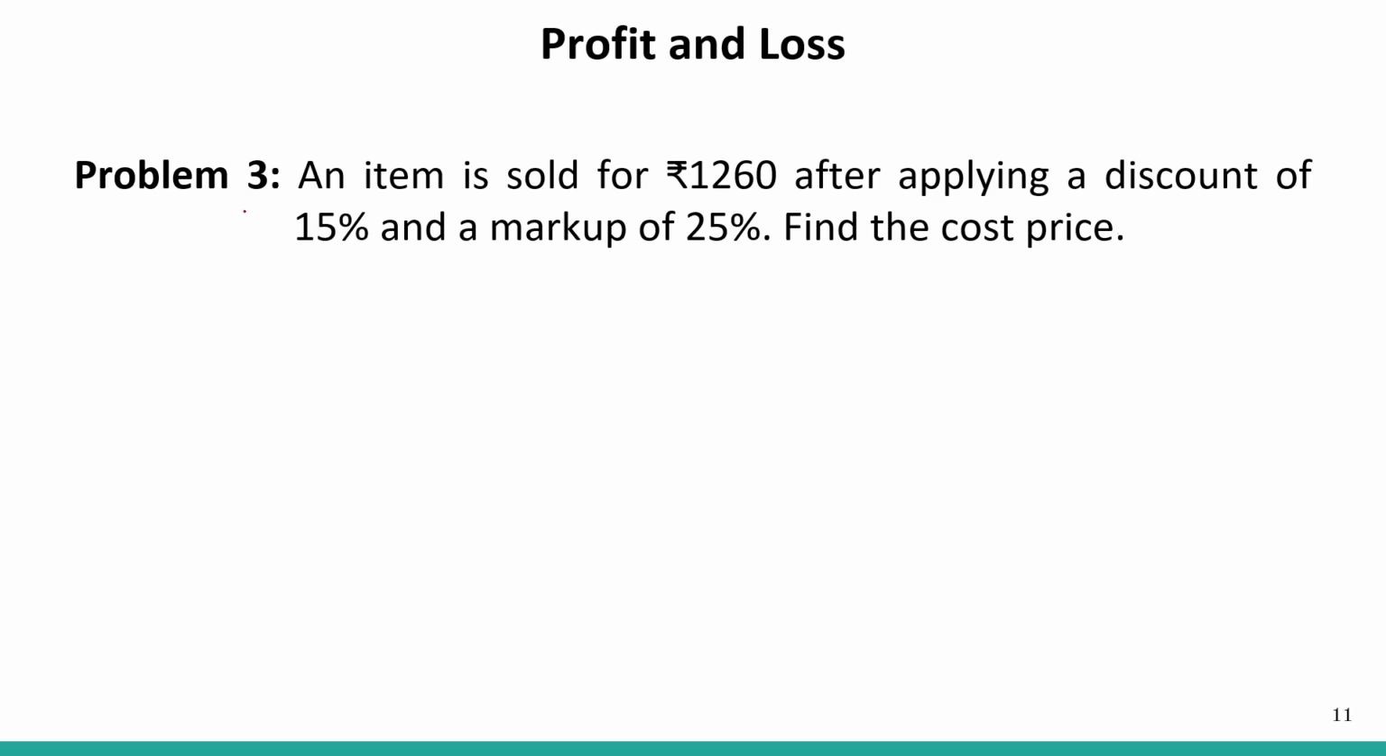So let's see problem number 3. An item is sold for 1260 rupees. So its selling price is 1260, right? So after applying a discount of 15%, this is the price after applying 15% discount and after a markup of 25%. Okay, so let's see. Let CP be X, because we are asked about the cost price here. So we assumed that the cost price is equal to X.